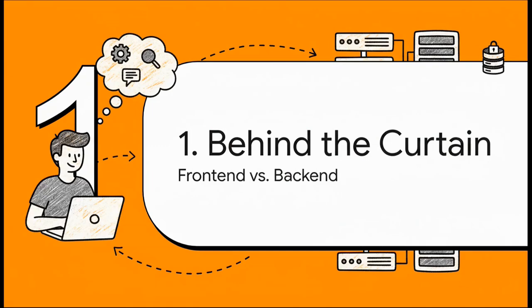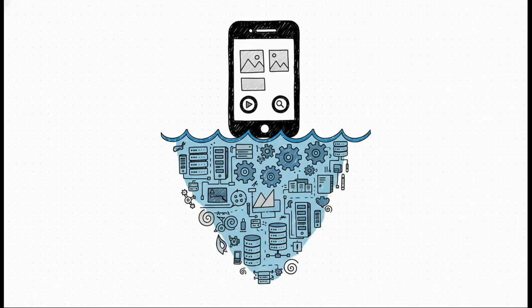So, to really get what's going on behind the scenes, we've got to talk about the two main players in any app. You've got the front end and you've got the back end. Basically every single app has these two sides. The front end, that's all the stuff you actually see and touch. The buttons, the pictures, the layout on your screen. But the back end, well, that's the part you don't see. It's the hidden machinery, the engine that makes the whole thing run.